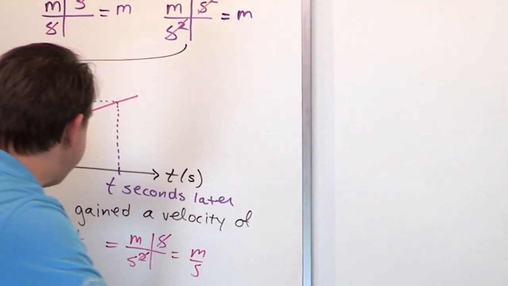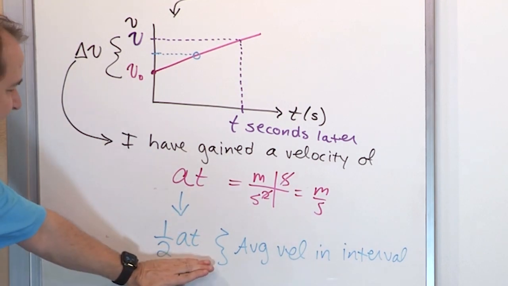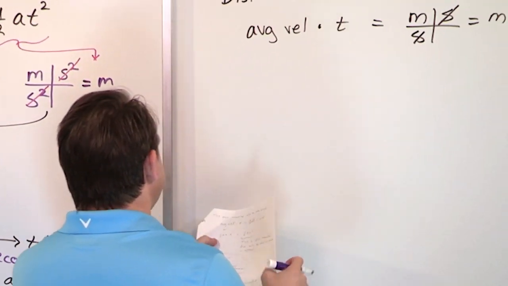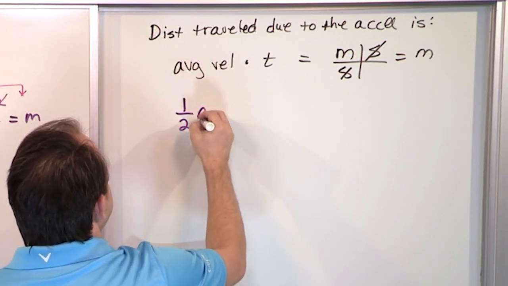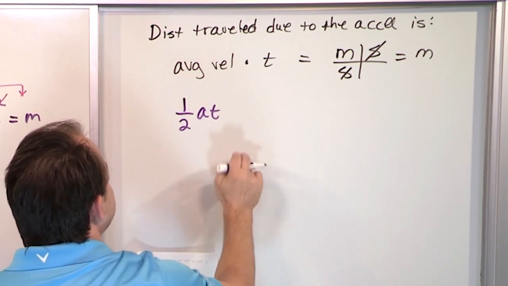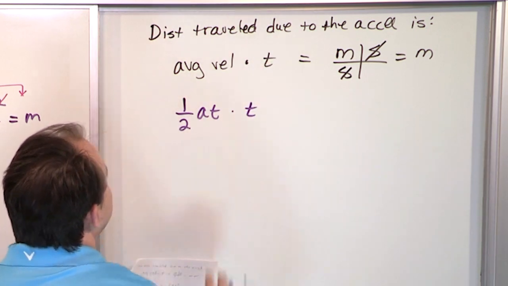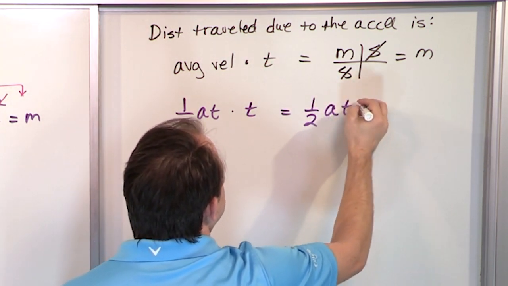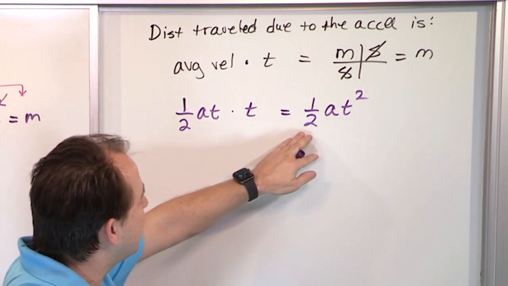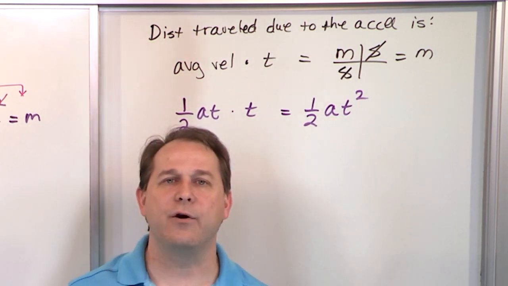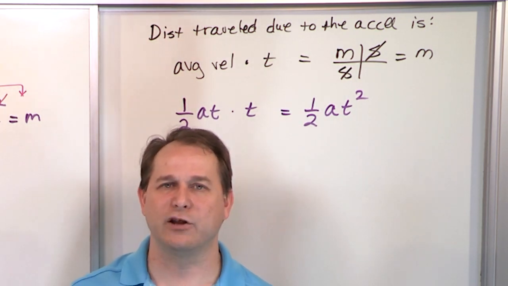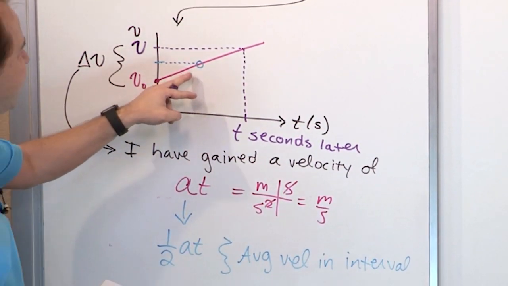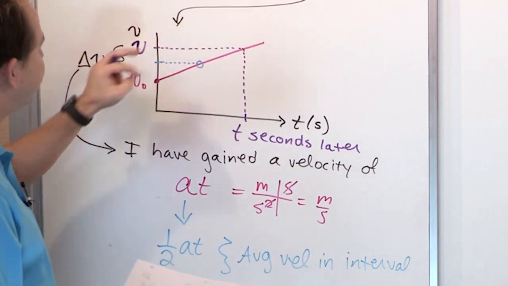But we just said the average velocity here is 1/2 AT. That's the average velocity in that region. And so what I end up with is 1/2 A times T, that's the average velocity, times another T. That's the time. What do I get? 1/2 A times T squared. That is why this term represents how far I've traveled due to my accelerated motion. Because I start out with a velocity here. I increase all the time linearly to a final velocity here.